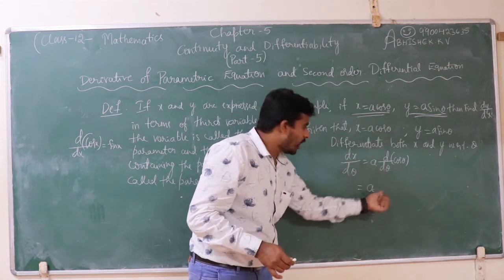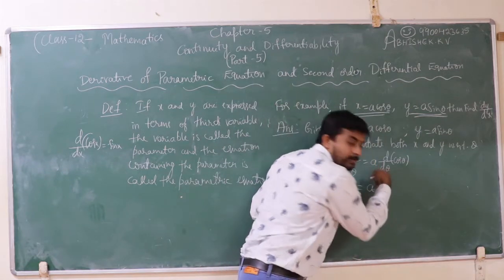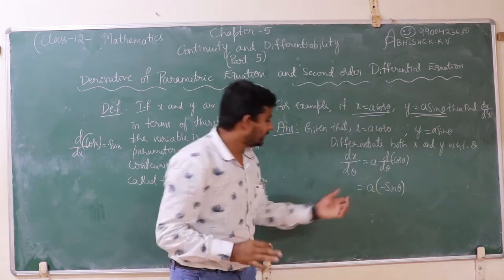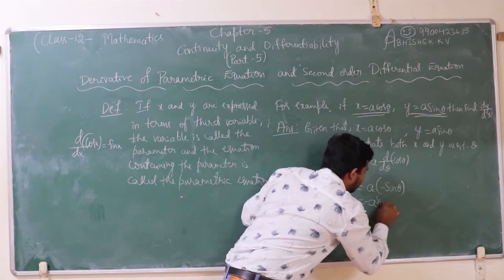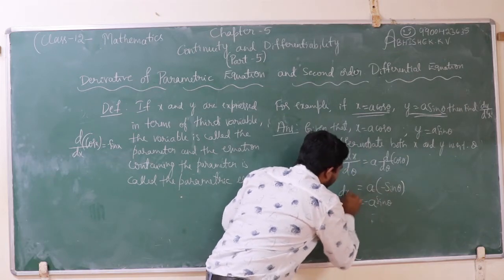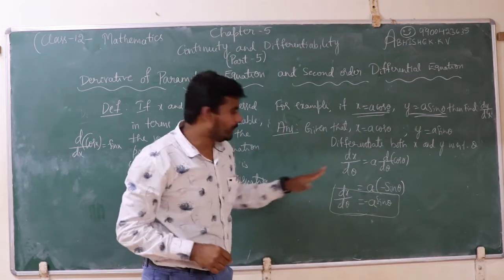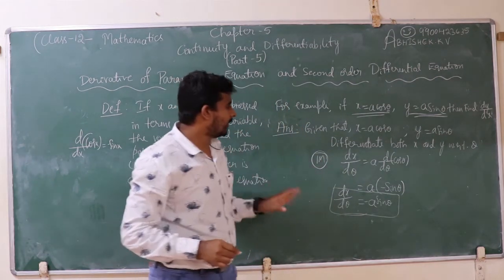The derivative of cos theta with respect to theta is minus sin theta. So a into minus sin theta; plus into minus is minus. Therefore, dx by d theta is minus a sin theta. From this you will get 1 mark.